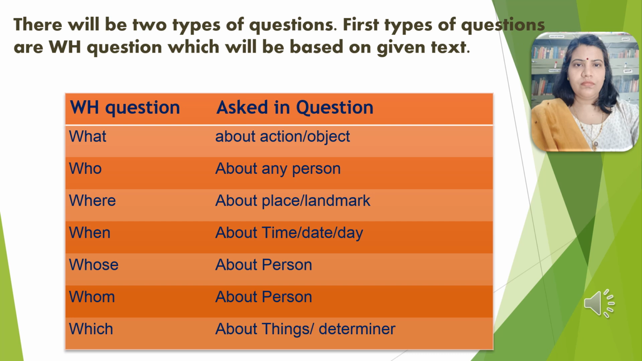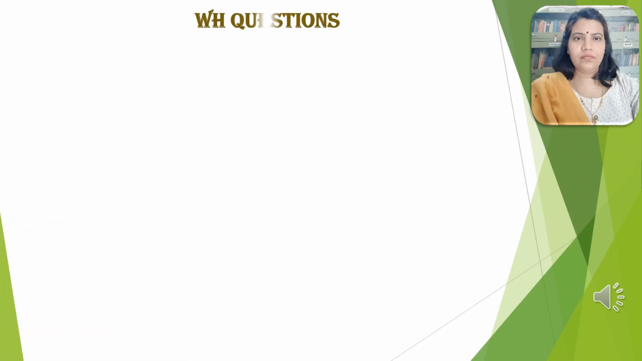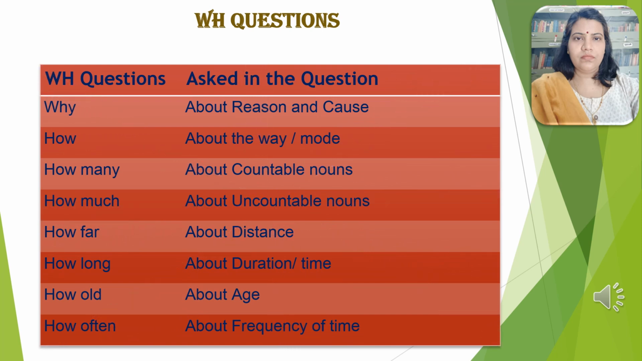There will be two types of questions. First type of questions are WH questions, which will be based on the given text. For example, it will start with what, who, where, when, whose, whom, which, why, how many, how much, how far, how long, how old, how often.